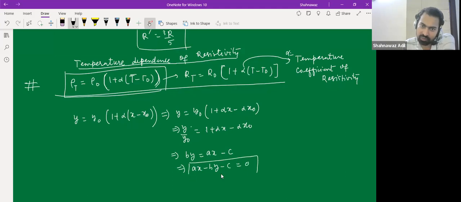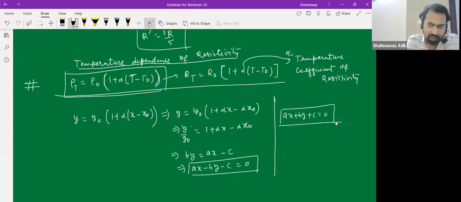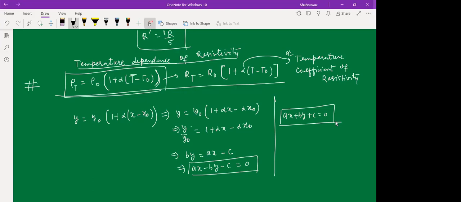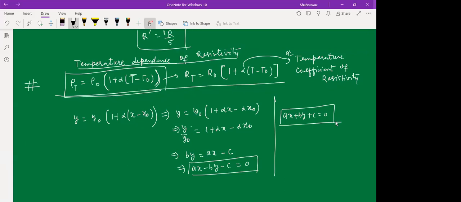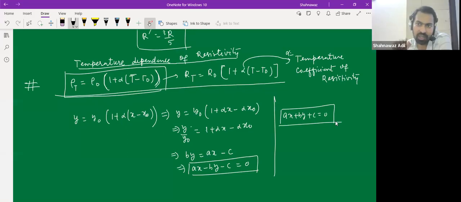So what is this equation? Guys, remember this equation, ax plus by plus c. Is this equation not complete? Yes, it is a linear equation in two variables, right? So a linear equation represents what? A straight line, right?